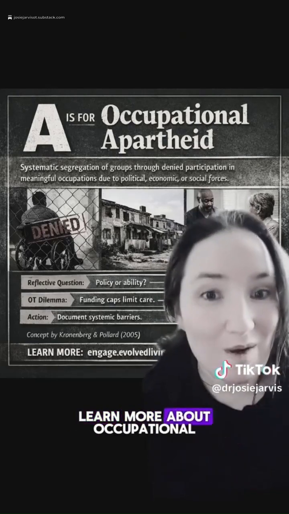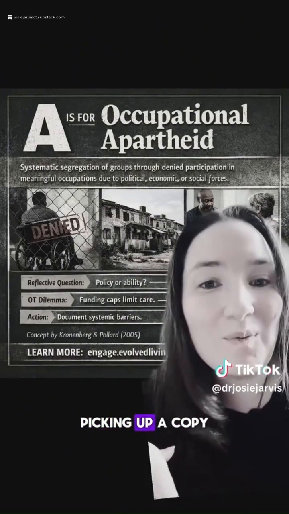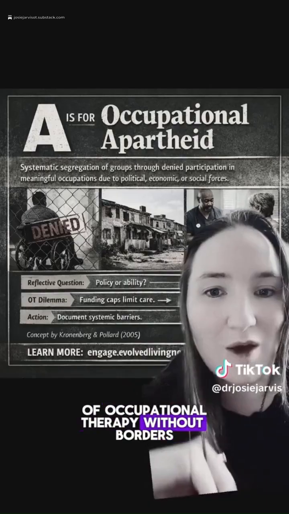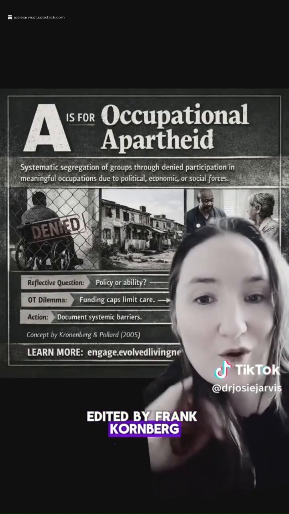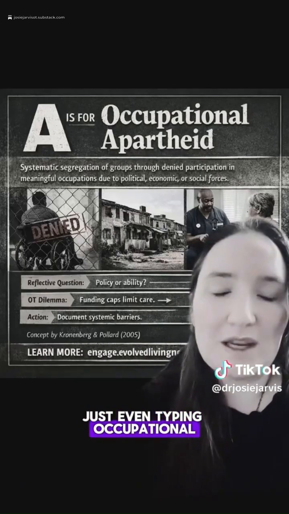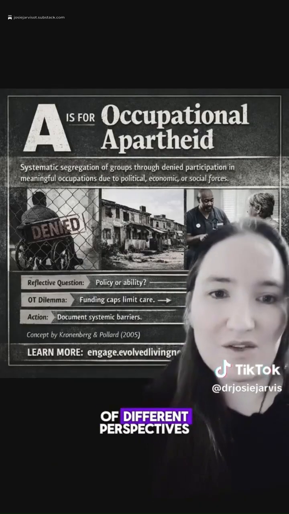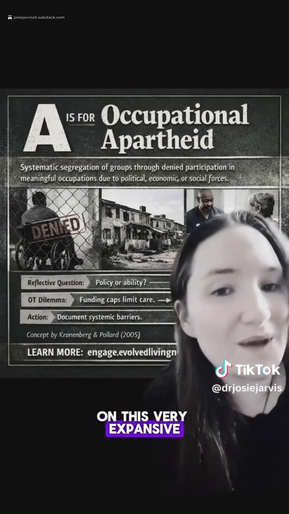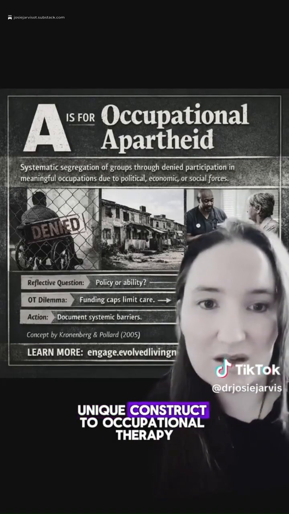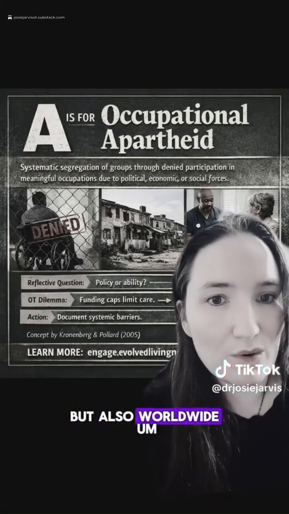If you want to learn more about occupational apartheid specifically, I highly recommend picking up a copy of Occupational Therapy Without Borders, edited by Frank Cronenberg and Nick Pollard, and just even typing occupational apartheid into Google Scholar and seeing a diversity of different perspectives on this very expansive and important, unique construct to occupational therapy practice, not just in the United States, but also worldwide.